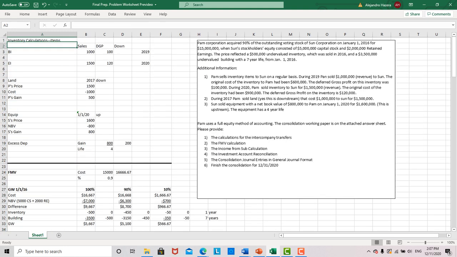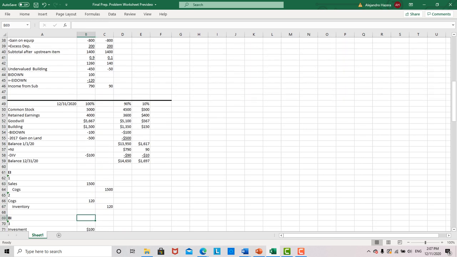Okay, and the other thing is keep in mind the intercompany transfers that took place before this year. In this case, it was that item that took place before the year 2019, and the land transfer that took place before this year. And so those are the only 2 items which will be sitting in your beginning investment account. Those 2 items right there with respect to intercompany transfers.